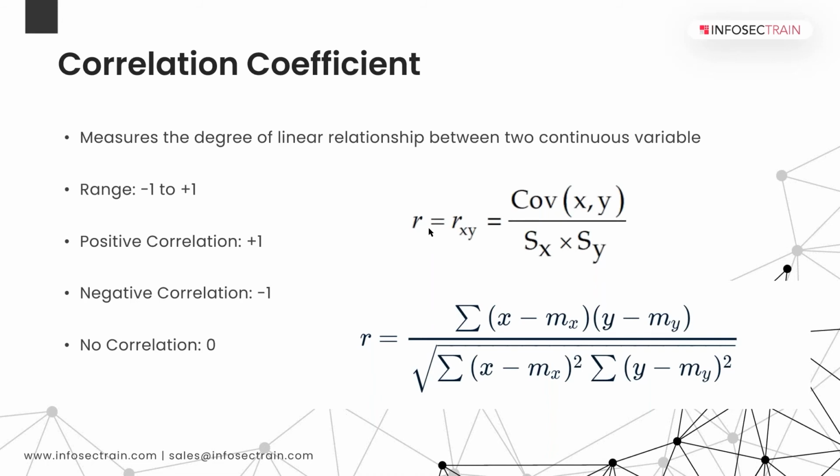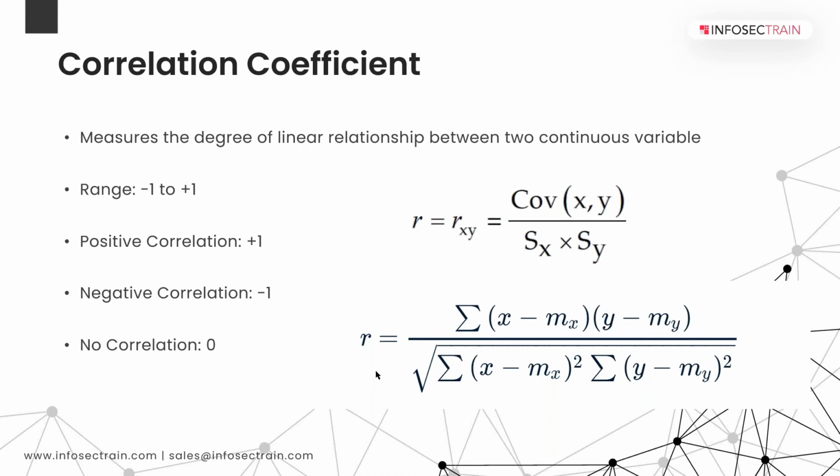Some people may be from a statistics background, and they will understand this. Cov xy is nothing but the covariance of x and y, divided by the standard deviation with respect to your x data and the standard deviation with respect to your y data. This s stands for standard deviation, and this is how you can find the correlation.